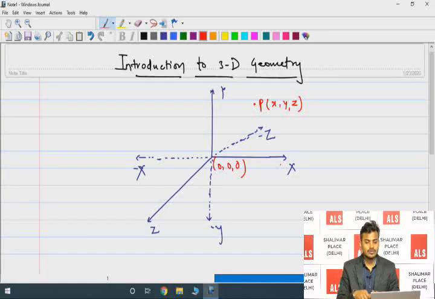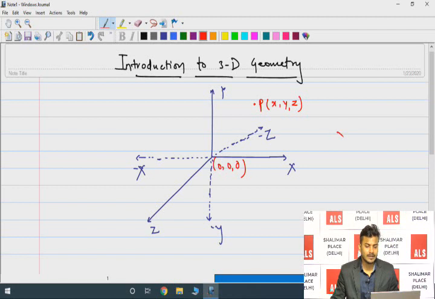Is that clear? So on the paper itself, you see this is X, Y, Z. If I show like this, it will be in the plane, and this means something is coming out. Basically this is in the plane, this is above the plane, right?